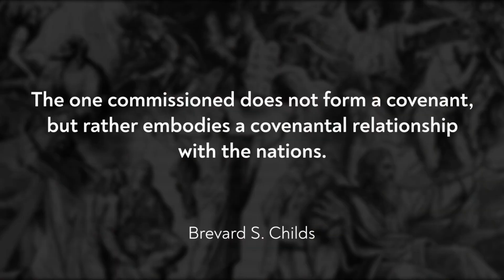Think Genesis 12. Think through Abraham's family, the whole world was going to enjoy God's blessing. Or think Exodus 19. The Israelites were to be a kingdom of priests. And although Isaiah is using different language here, the same idea is conveyed. One scholar says, the one commissioned does not form a covenant, but rather embodies a covenantal relationship with the nations. It was through Israel that the nations would come to know God and enter into covenant relationship with him. The problem is that Israel didn't do that.